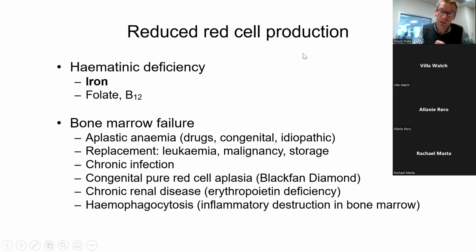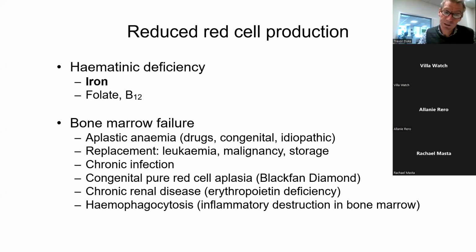So the most common cause of reduced red cell production is simply iron deficiency. The other causes, which are much less common actually, are folate and B12 deficiency. So they're what we call the hematinics. When we talk about whether the anemia is responsive to hematinics, we're talking about iron, folate, and B12. Then there are some other causes of reduced red cell production.